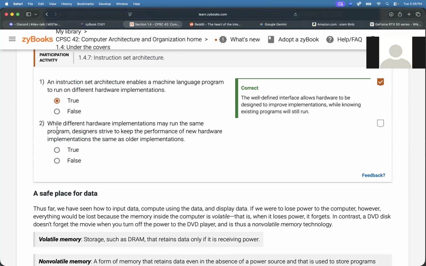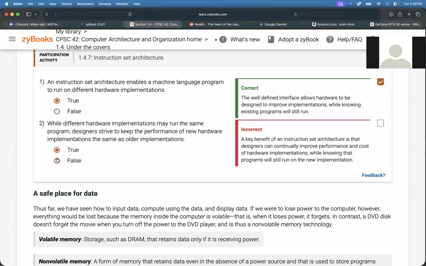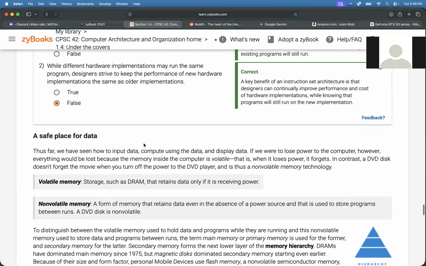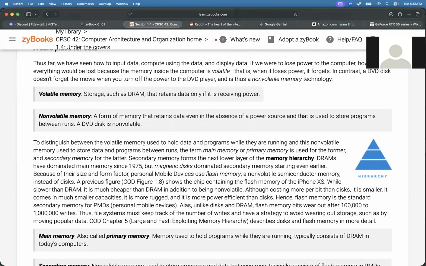While different hardware implementations may run the same program, designers strive to keep the performance of new hardware the same as older implementations. No, I would say no. I think they normally want newer processors to be faster. Why did I say true here? Oh, I said the words I would say no, and then I checked true. They do not try to keep performance the same. They want to make performance better generally.